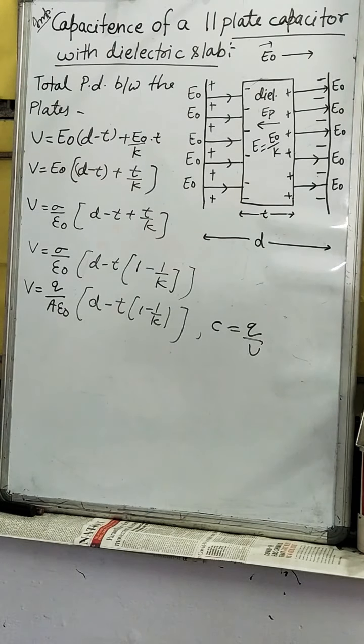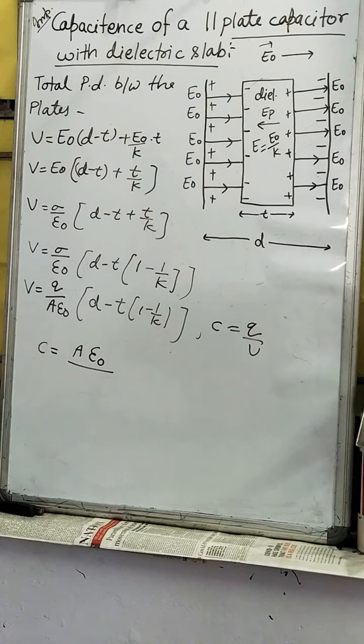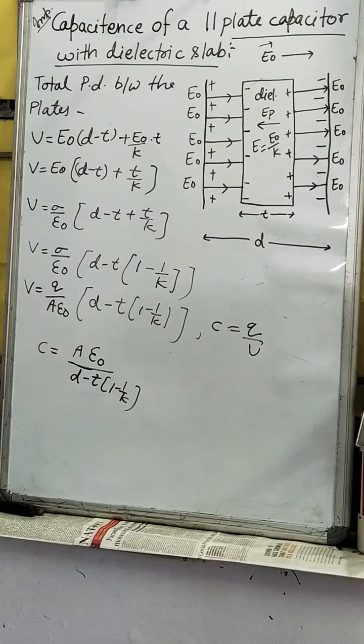After putting the value of V, we get C equals A epsilon naught upon, and you can solve it easily. Putting the value of V here, q will cancel, and because V is in the denominator, A epsilon naught will come in the numerator, and in the denominator d minus t times (1 minus 1 upon K). That will be the formula.